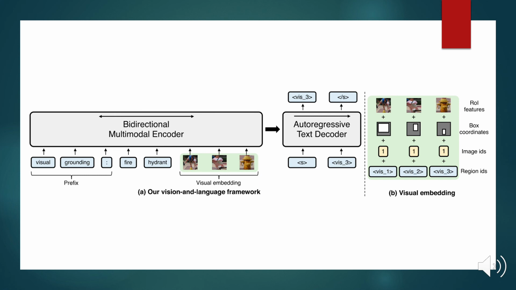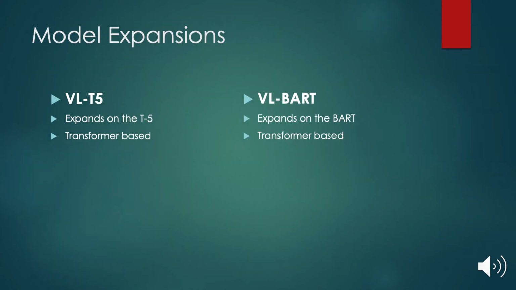Normally, when you have models that try to solve these tasks, they're trained specifically for those tasks. The two models they created or expanded on were T5 and BART. These are existing models. They expanded on them, which is why they call it VL, vision and language. And these are both transformer-based methods. Now, it's important to note here that the differences between T5 and BART are pretty minor.